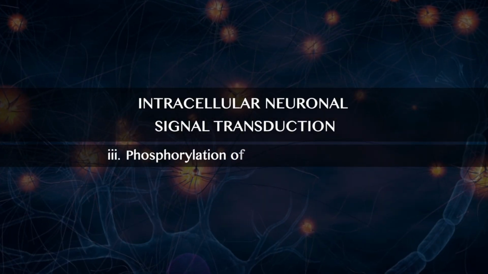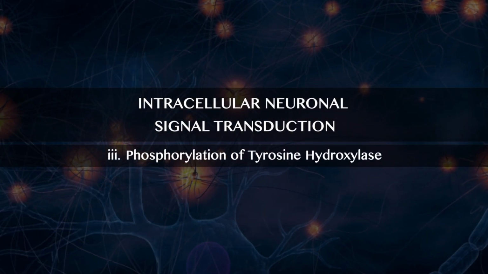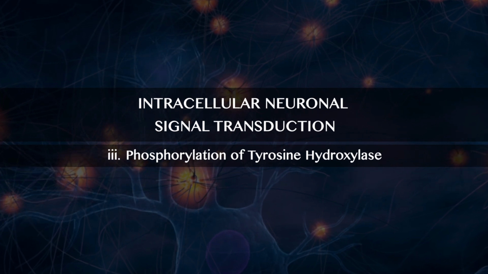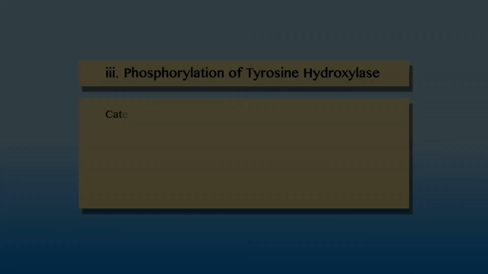Next is phosphorylation of tyrosine hydroxylase. A third example of intracellular neuron signaling involves phosphorylation of the enzyme tyrosine hydroxylase, which stimulates the synthesis of the catecholamine neurotransmitters, that is dopamine, norepinephrine and epinephrine.